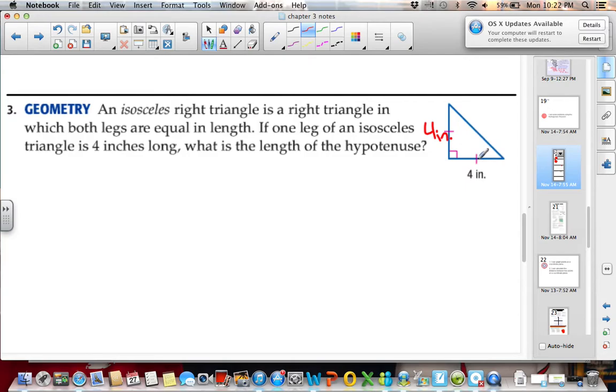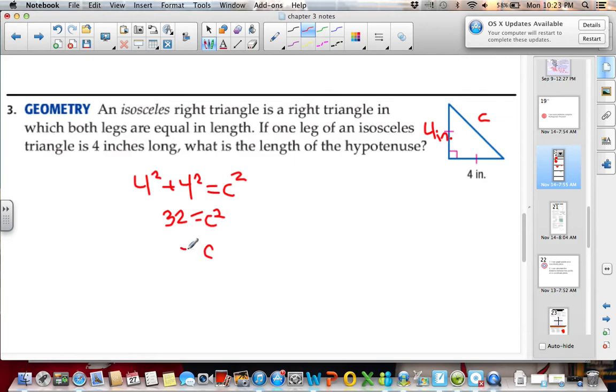What am I given? I'm given both of my legs, so I have 4 squared plus 4 squared equals c squared, because c is our hypotenuse and we are not told what c is. Okay, so we have 16 plus 16 equals 32. 32 equals c squared.